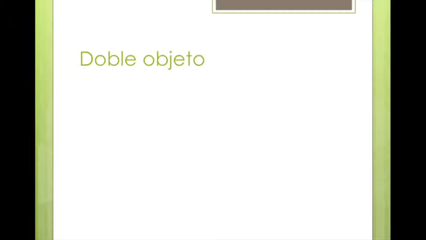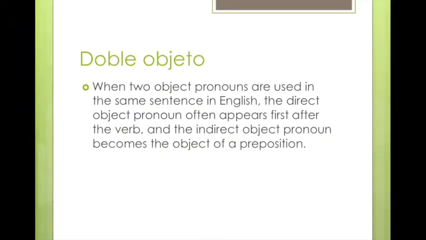Double object pronouns means that we're going to use both direct and indirect objects in a sentence. When two object pronouns are used in the same sentence in English, the direct object pronoun often appears first after the verb, and the indirect object pronoun becomes the object of a preposition. What that means, in an example, is that if we say, the waiter brings Elena the bill, what does the waiter bring? The bill. Who does she bring it to? Elena. So the bill is the direct object, and Elena is the indirect object. She is indirectly benefiting from the bill being brought.